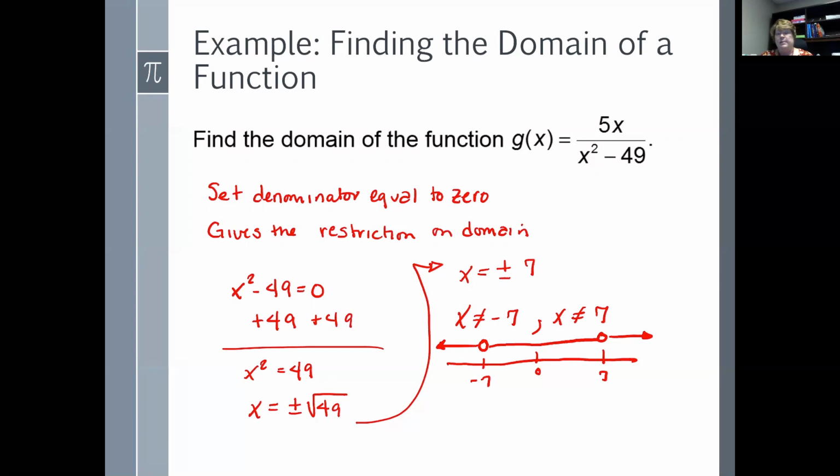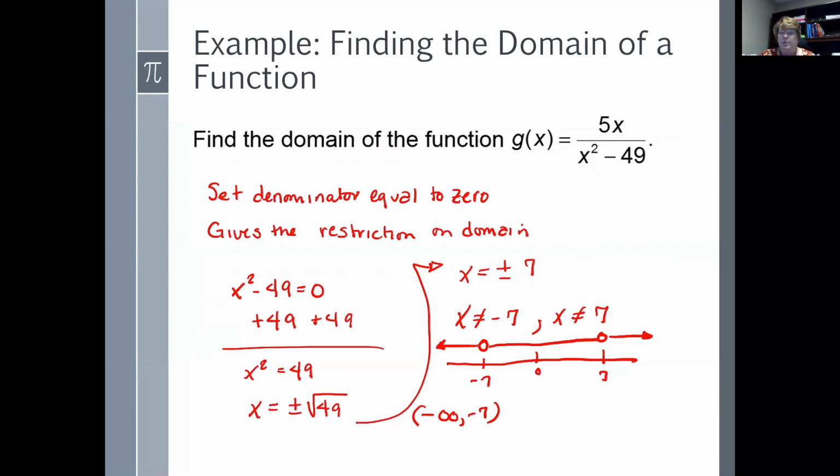So how do I write this? Well, the first interval I'm going to write are all the numbers to the left of -7. If you are to the left of -7, you are less than -7. So that interval is from -infinity to -7. Now you'll notice I'm using a parenthesis next to the -7 because I need to exclude that from the domain.